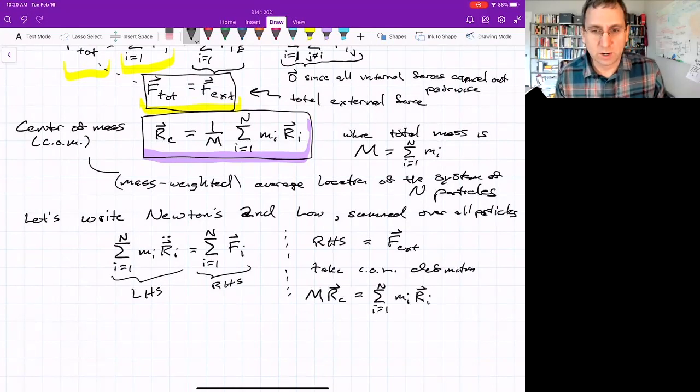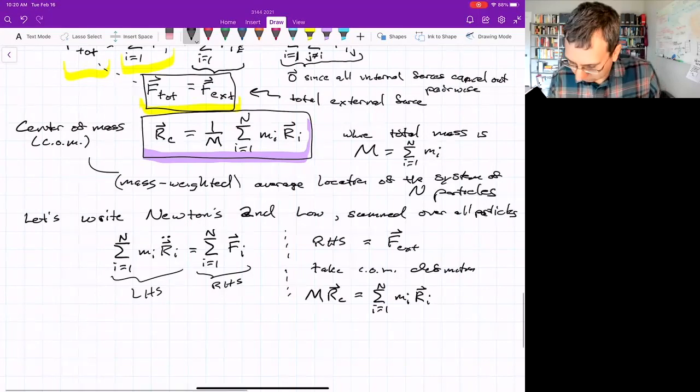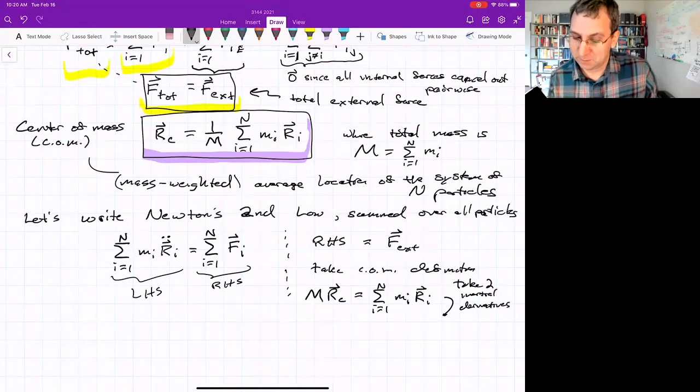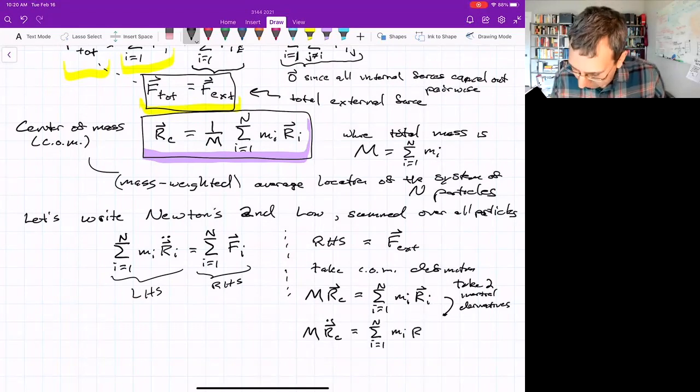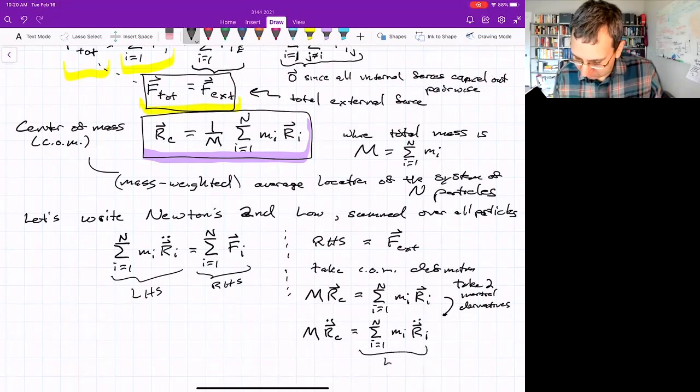Now, take 2 inertial derivatives of each side. We know what inertial derivatives mean. It means derivative with respect to that n frame. We'll get, well, the mass isn't changing, so nothing happens there. We get RC double dot equals the sum, each mass isn't changing, of RI double dot. Oh, hey, what do you know? That is the left-hand side of the equation we care about over there.